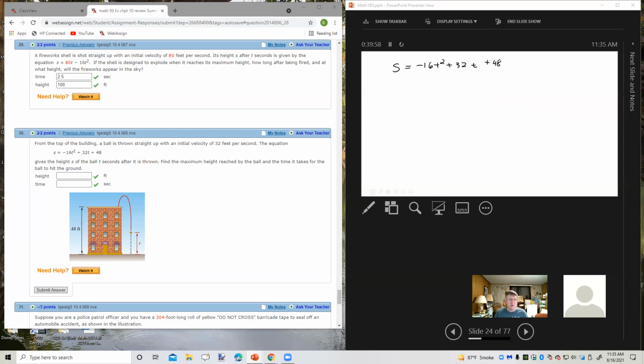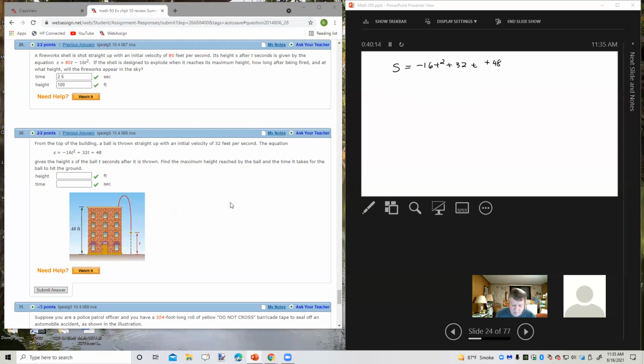Okay, now this is different. In this top problem, they wanted the time when it reached its maximum height and that maximum height. Here they want the maximum height, which is here, and the time, not the time at its maximum height, but the time when it hits the ground.